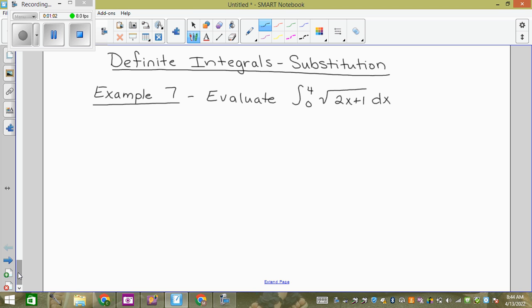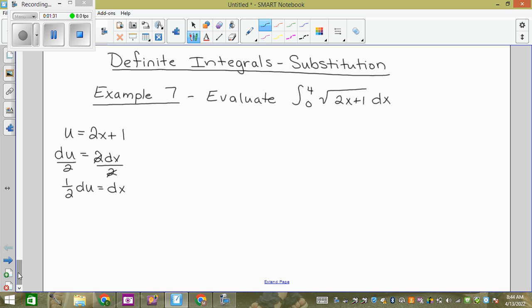So we have the integral from 0 to 4 of the square root of 2x plus 1 dx. So what do I want to make u? 2x plus 1. And then du equals 2 dx. And then I'm going to have to replace the dx. I'm going to divide by 2, and I get 1/2 du equals dx. And that's all the same.